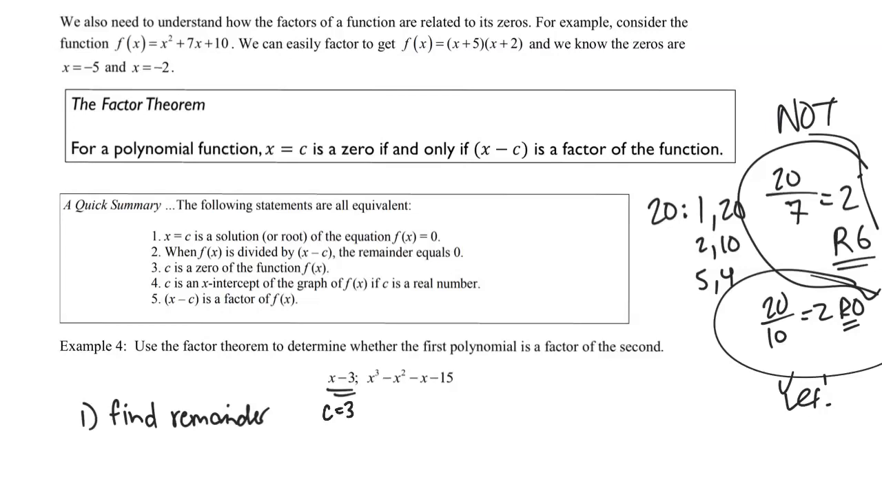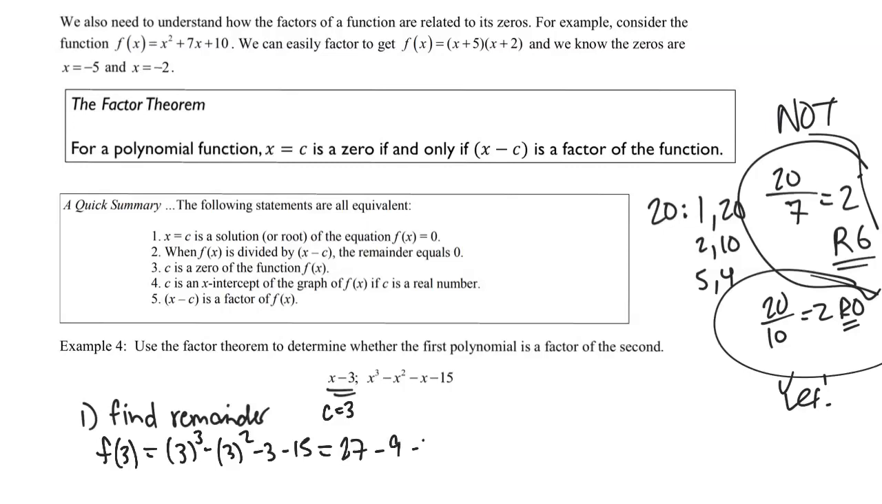Because if it's x minus 3, if you were to set that equal to 0, you would get positive 3. And so f of 3 is what I'm going to have to find here in order to determine the remainder. So plugging in 3 for x is going to give me 3 cubed minus 3 squared minus 3, and then minus 15. And if you have a calculator, you can just type that all in at once. I don't have a calculator sitting next to me, so I'm going to just evaluate this by hand.